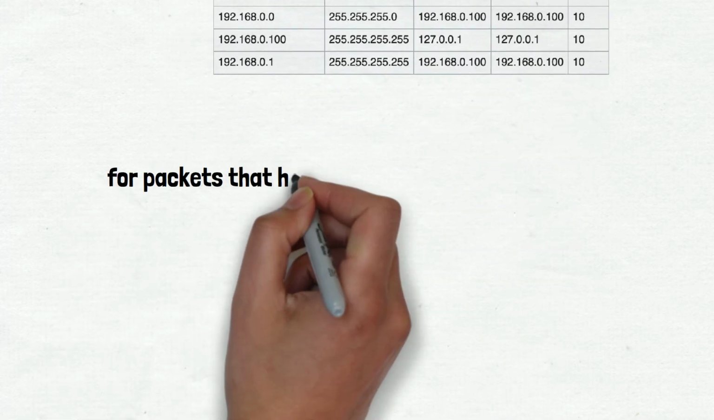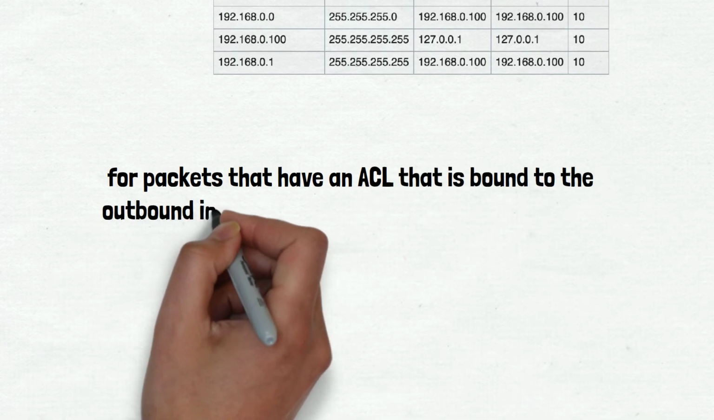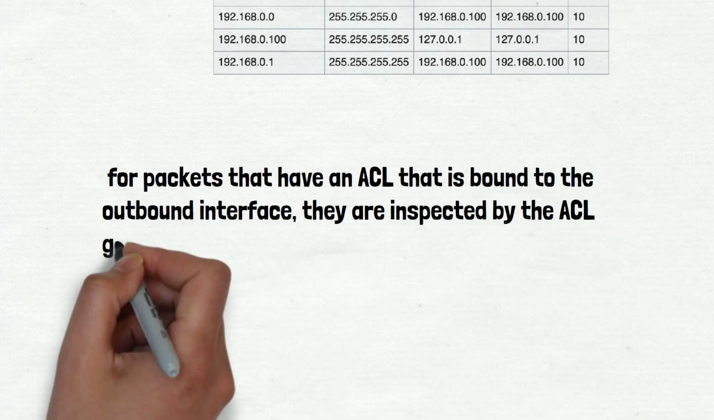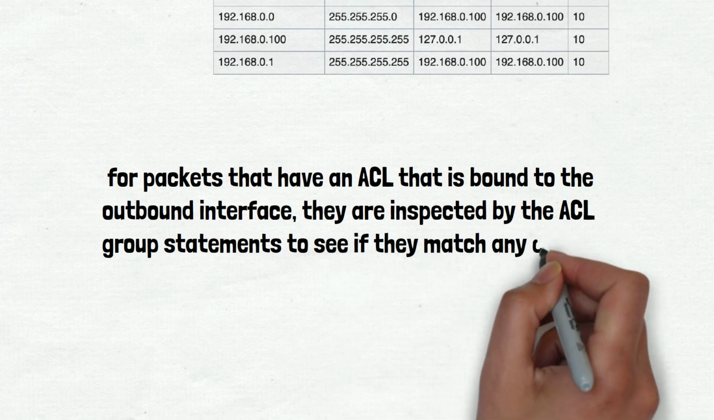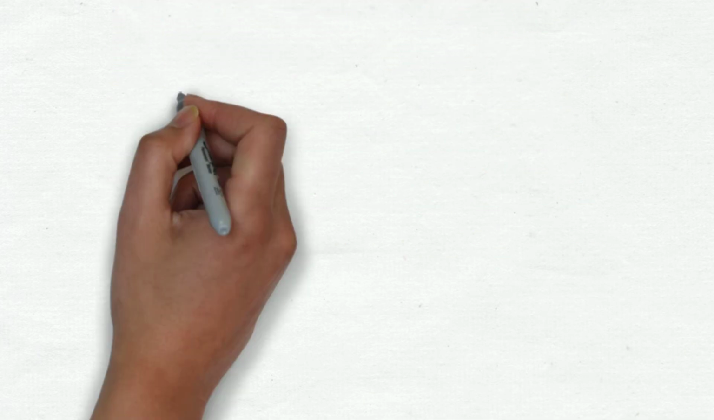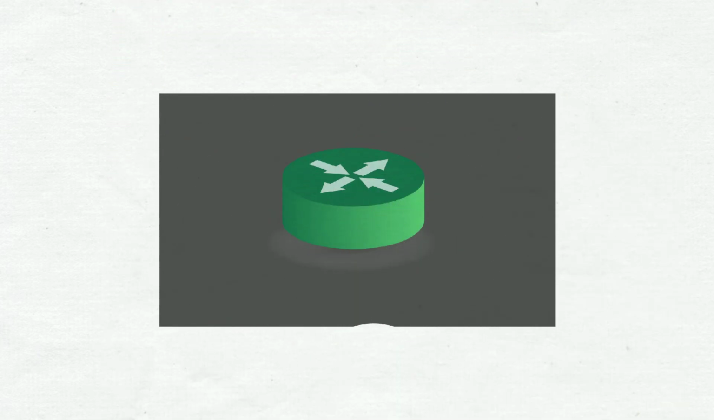Finally, for packets that have an ACL that is bound to the outbound interface, they are inspected by the ACL group statements to see if they match any criteria. If they match any criteria, the router decides whether to forward or drop the packet. If they do not match any criteria and the ACL does not permit them, they are dropped.